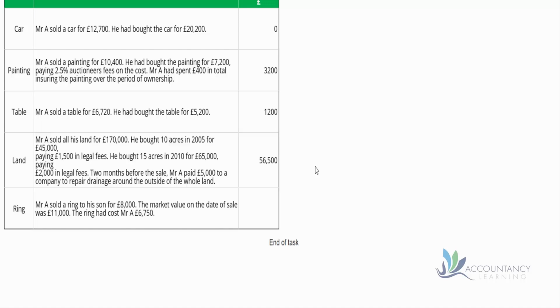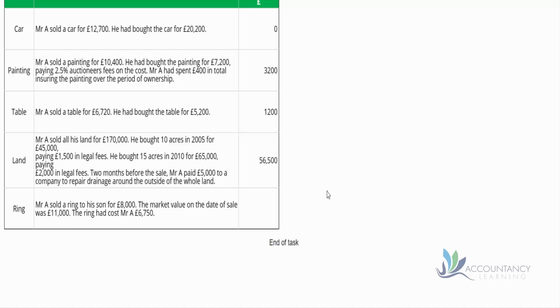And finally, Mr. A sold a ring to his son for £8,000. Now this is a son, isn't it? So that's a connected person. And the rule with connected persons is that the government thinks that potentially because it's connected, it may not be a fair price. So we have to use the market value of the item when we sell it to a connected person. It tells us that we sold it to the son for 8,000, but the market value on that date was 11,000. And that's the figure that we'll need to use for the proceeds when we calculate the capital gain.